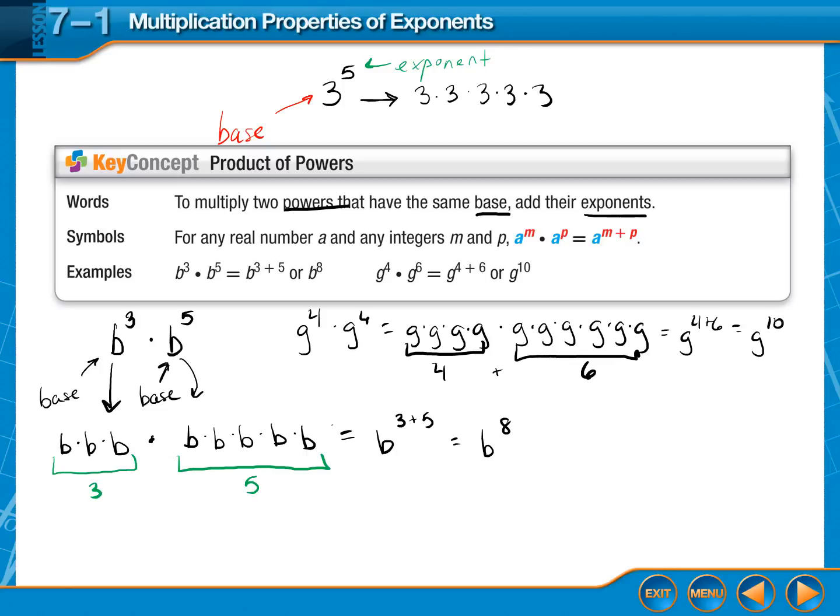So the product of powers is just saying that when I have powers that have the same base, and that's the key part, they have to be the same base. If I had b and c, I couldn't combine them. But because they both have the same base of b, or they both have the same base of g, I can combine them by adding the exponents together.